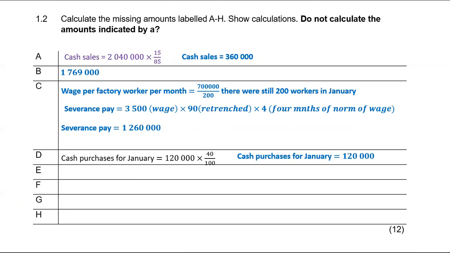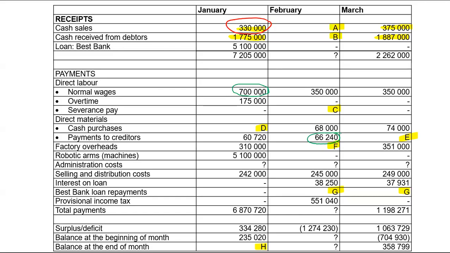All right, let's go to E. What is E? E represents payment to creditors for March. Please know that payment to creditors for March means that we need to find credit purchases for February because only credit purchases for February will be paid in March, and we will only pay 92% of the 60% that we owe. How do we calculate E?